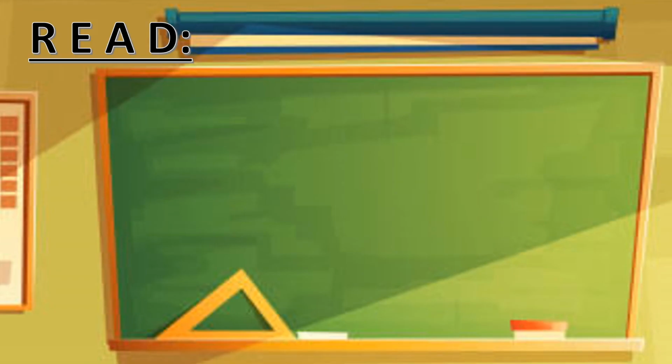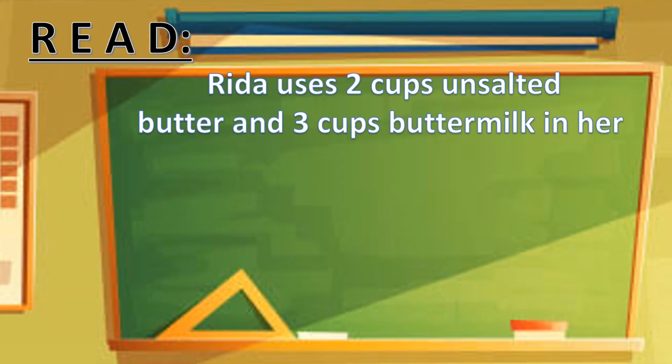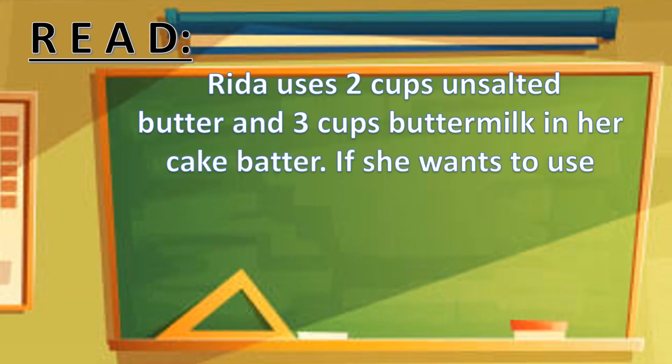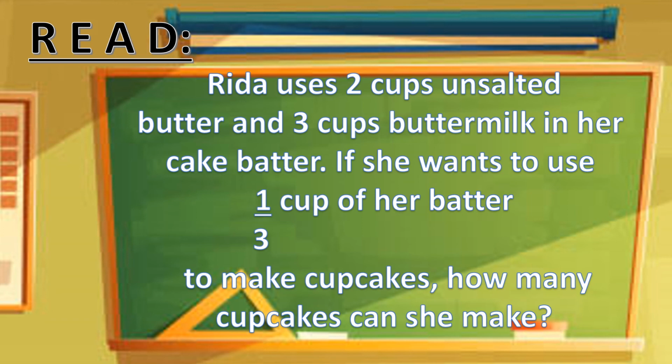Let's try to solve a word problem. Let's read. Rita uses 2 cups unsalted butter and 3 cups of buttermilk in her cake batter. If she wants to use 1/3 cup of her batter to make cupcakes, how many cupcakes can she make?